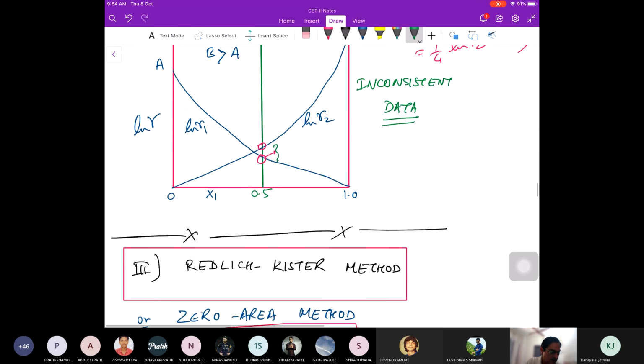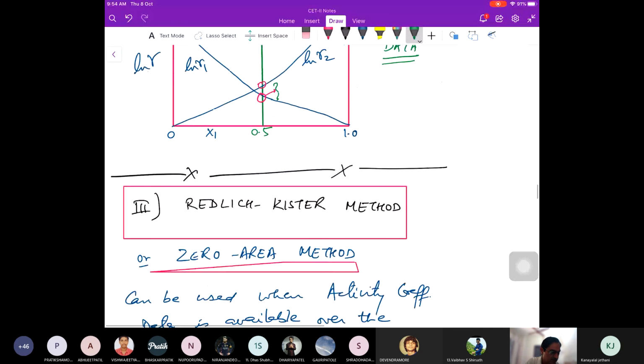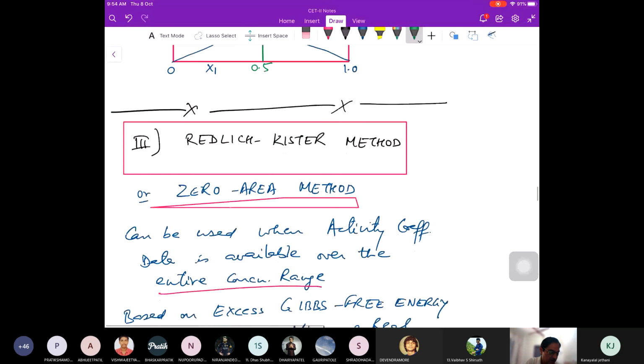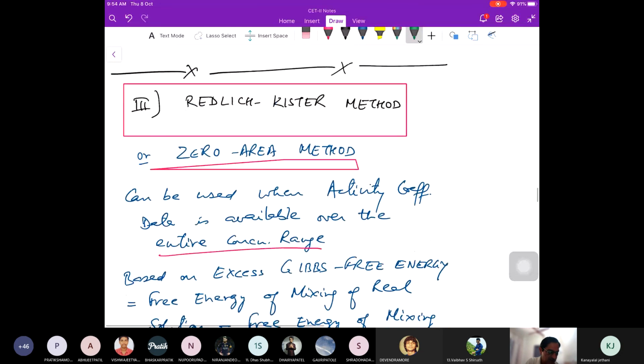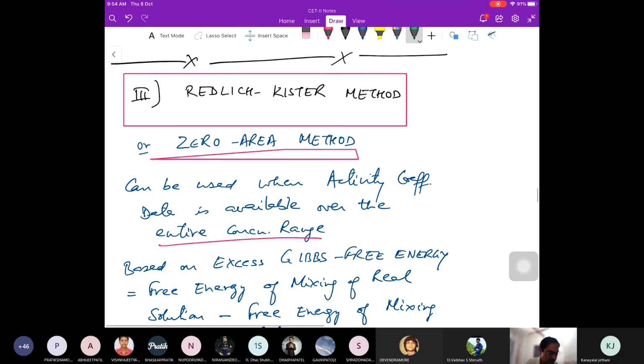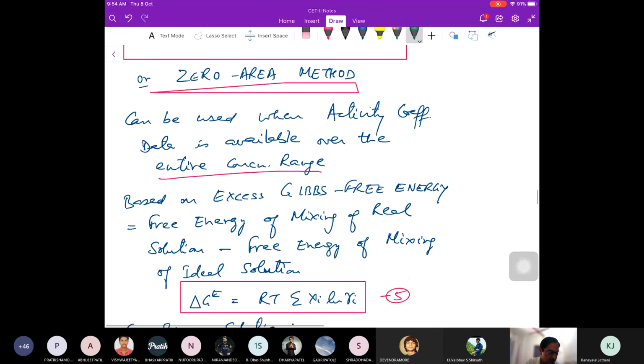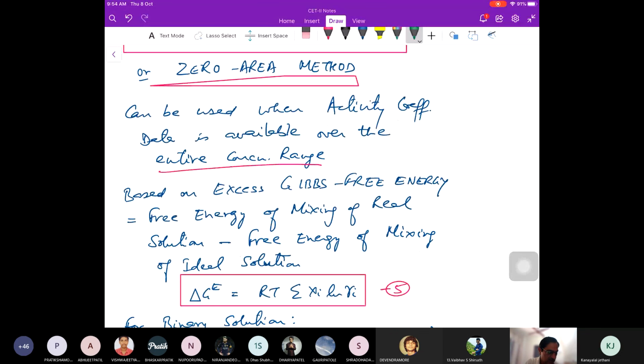Okay, so let us move to the third method. It's called the Redlich-Kister method or zero area method. We can use this method when activity coefficient data is available over the entire range, from 0 to 1. Okay, so this is based on free energy. What is excess Gibbs energy?